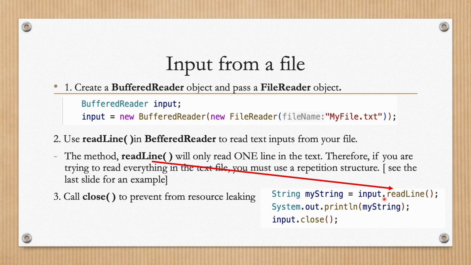So this dot allows us to use the readLine method from the input, which is a BufferedReader. And because the readLine method will return a string value, pretty much the first line in the text is going to be read and it will be stored as a string value. So that's why we are storing this value into the string variable called myString. And now if you print myString, you should be able to see the very first line of the text file.